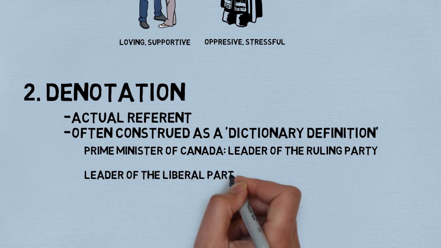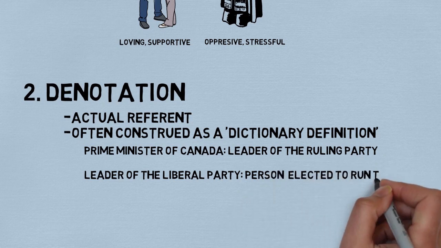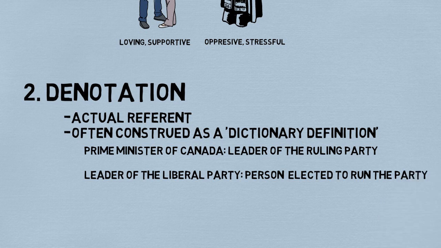Another example of denotation is the leader of the Liberal Party of Canada. This phrase denotes the person in control of the Liberal Party of Canada. Importantly, despite the actual person for both of the previous examples being Justin Trudeau, the phrase "the Prime Minister of Canada" and "the leader of the Liberal Party of Canada" do not denote the same thing, as these refer to positions. The Prime Minister of Canada is not always the leader of the Liberal Party of Canada, and it is not always Justin Trudeau.